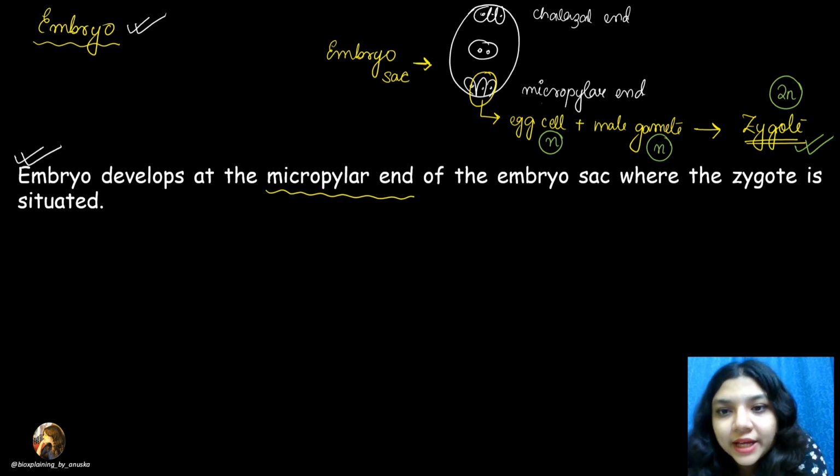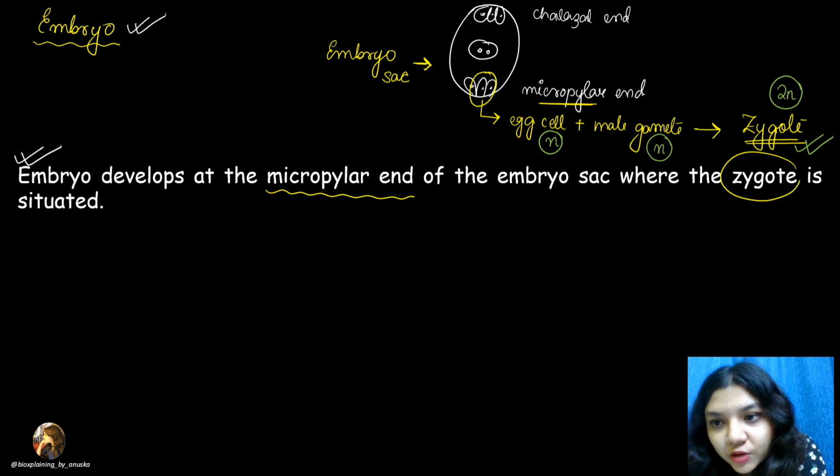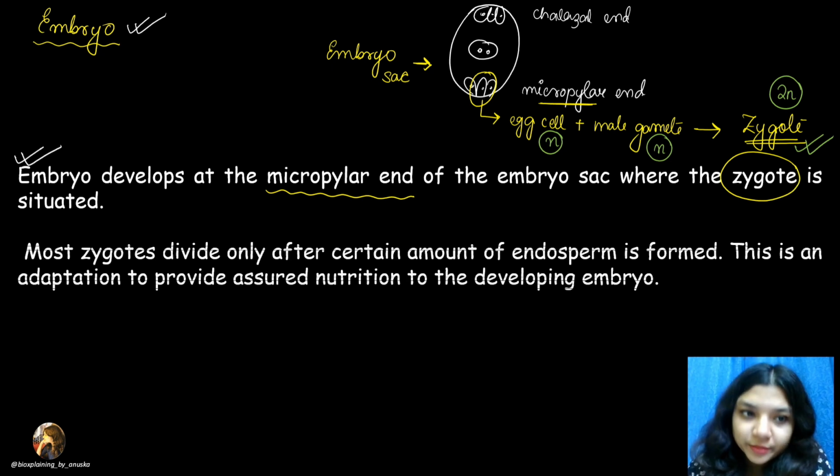Getting me? So only at the micropilar end you have the egg cell where the male gamete comes and fuses, that gives rise to the zygote. So from the zygote the embryo is formed.